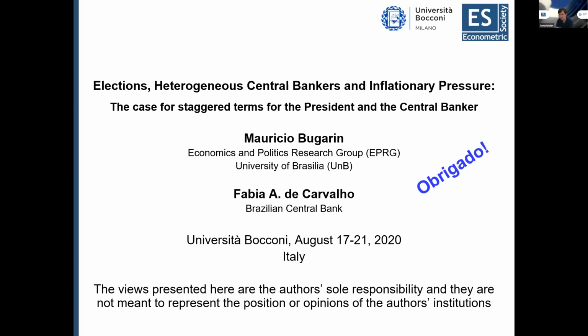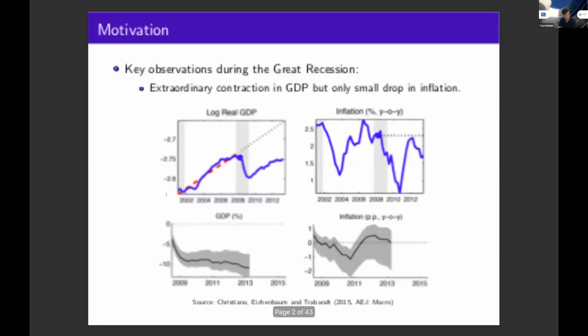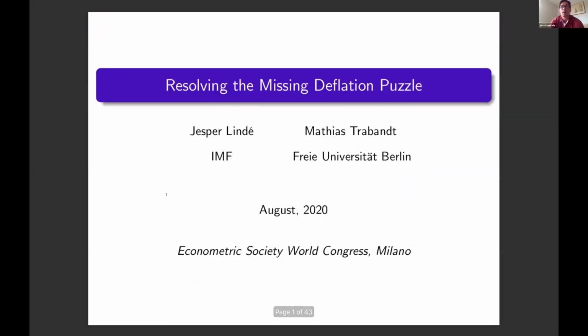Okay, that's perfect timing, exactly 30 minutes according to my timer. So next up is Jesper Lindé, who's going to be talking about resolving the missing deflation puzzle. Maurício, if you could stop sharing your screen. I don't think Jesper can share. Okay, now you should be able to share. Very good. Let me see if I can get this to work. All right, you see it? And I can flip now. Let me see how I move this forward. All right, so that seems to work. Thank you, Tom, for this.